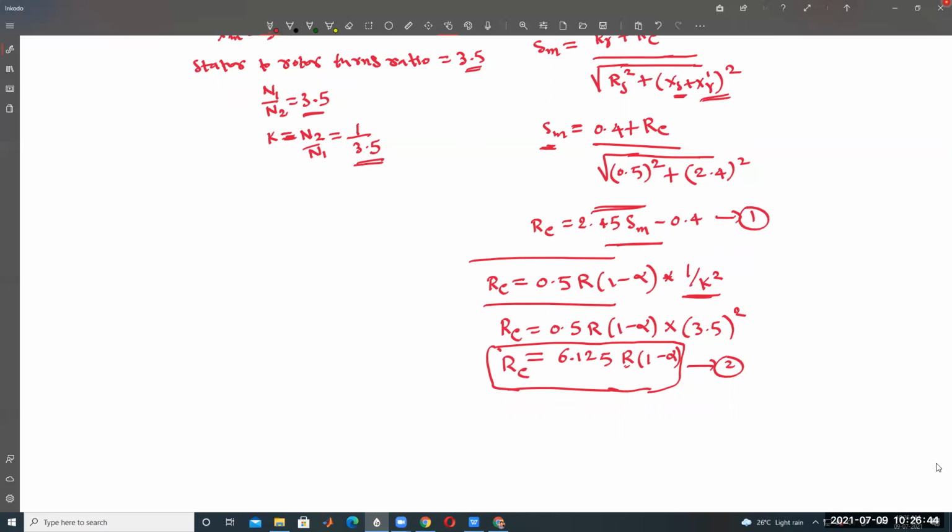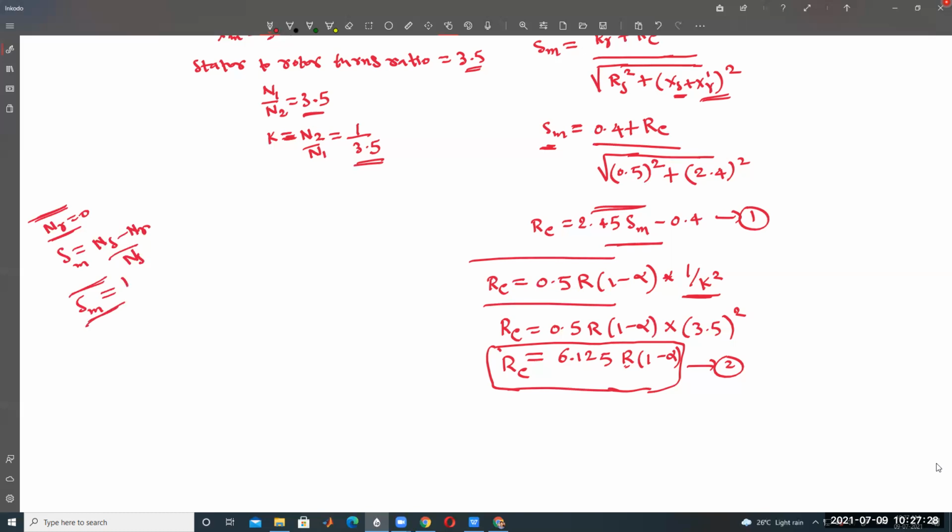Tell me at standstill what is the slip at maximum torque? At standstill means the rotor speed is equal to 0. At starting condition, rotor speed is equal to 0. Then what is the slip here? 0, 1, 1.5, 2? It is 1, since slip is NS minus NR by NS. NR is equal to 0 at standstill, so the slip is 1. The maximum torque occurs at slip at maximum torque equal to 1.